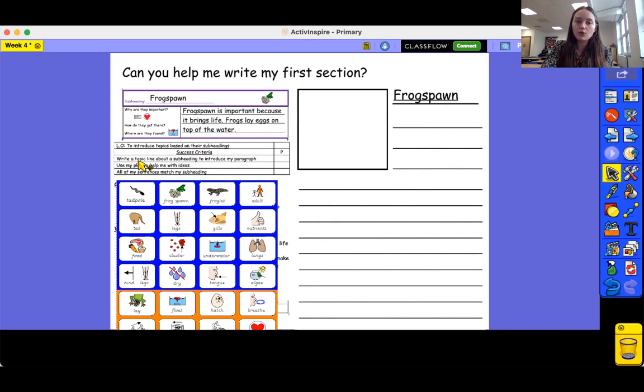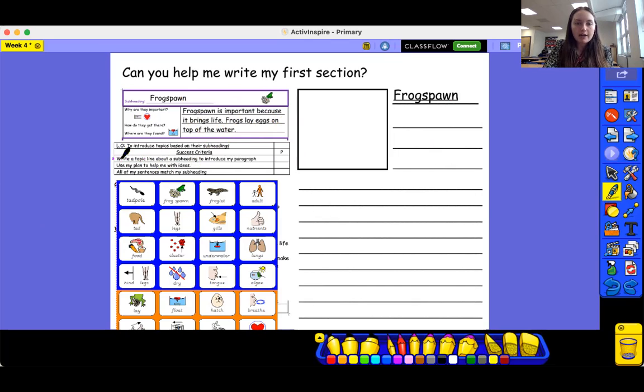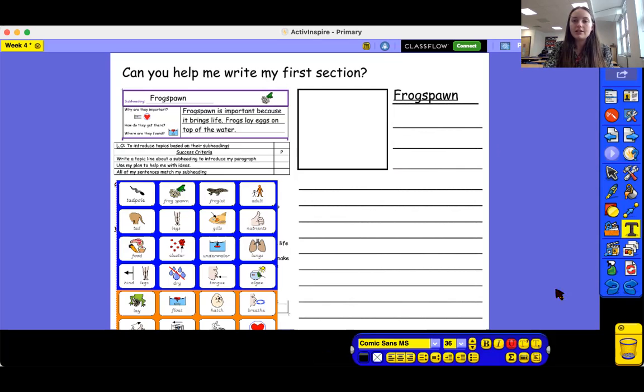So what I'm going to do is look at my success criteria. Write a topic line about a subheading to introduce my paragraph. Okay, so that's going to help me. The first thing I need to do is write a topic line that's introducing my paragraph. But how can I do that? Well, I want people reading this to know what this is straight away. When they see the word frog spawn, I want them to know what it is. But do you think that the caterpillars and butterflies are going to know what frog spawn is straight away? No, so the first thing that we need to do is we need to tell them.